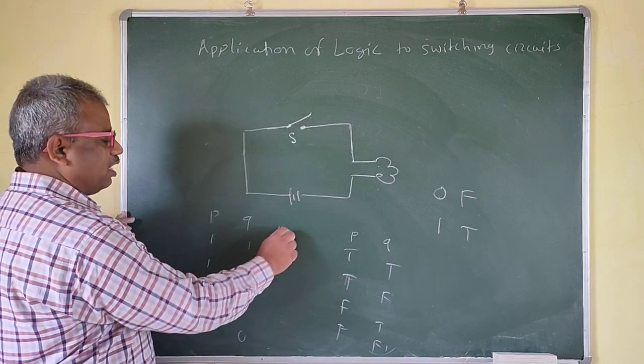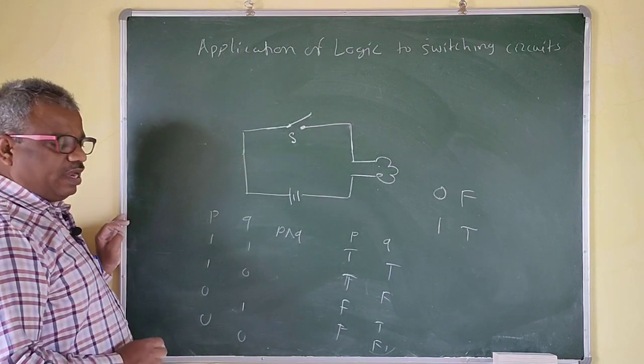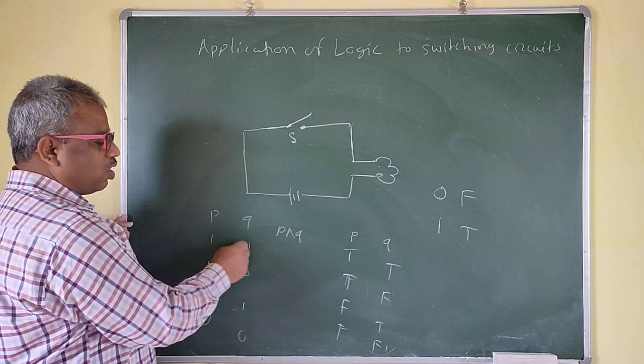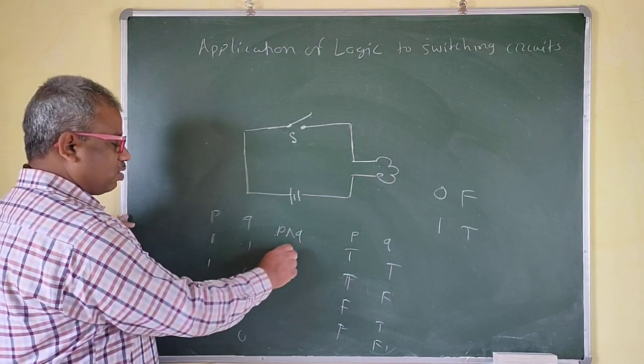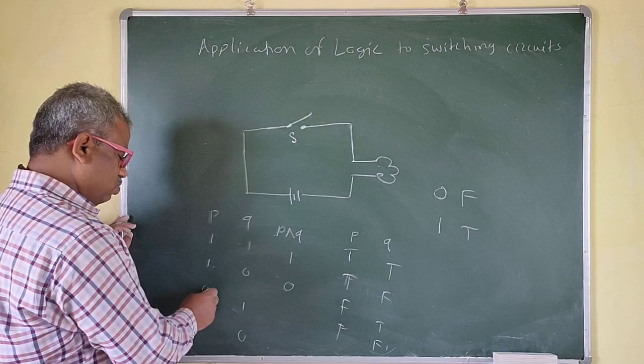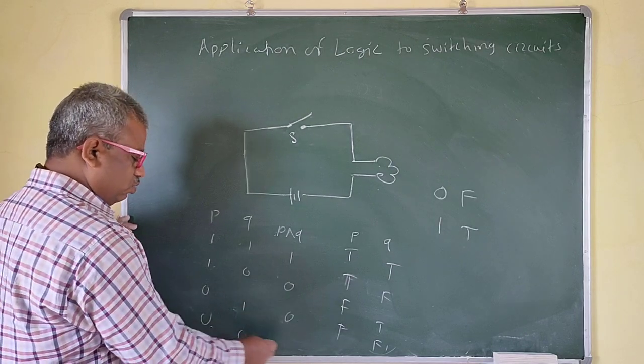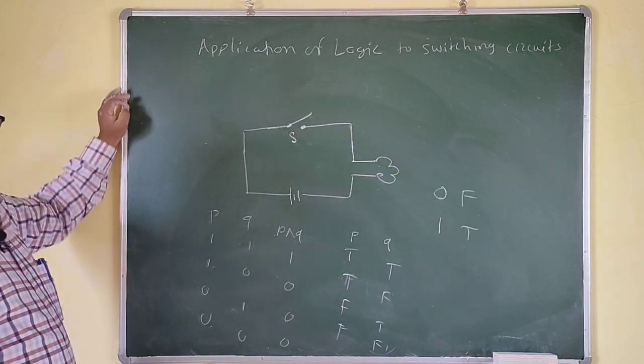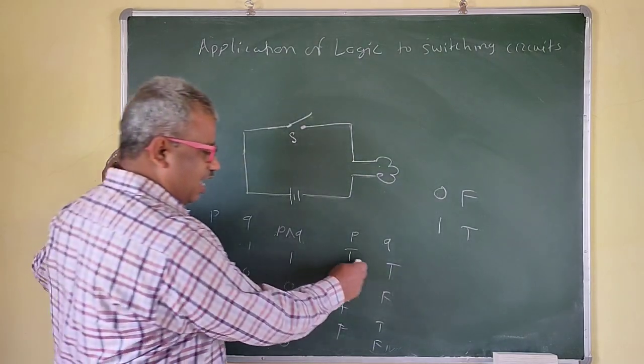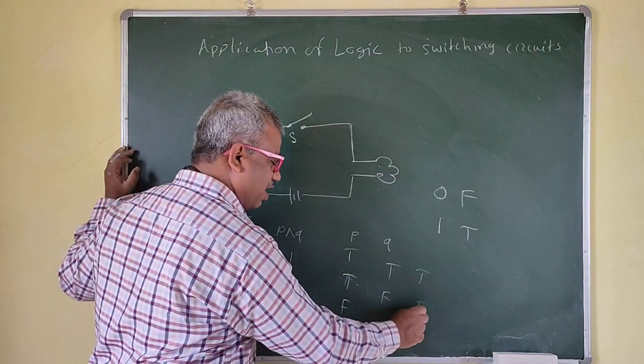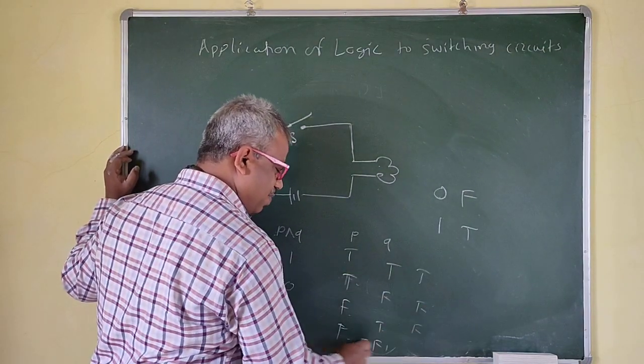P and Q. So you have to take the product now. P and Q means the product: 1 into 1 is 1, 1 into 0 is 0, 0 into 1 is 0, 0 into 0 is 0. Now see, T and T is T, T and F is F, F and T is F, F and F is F.